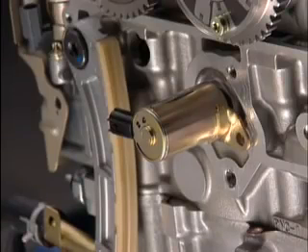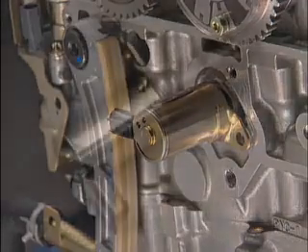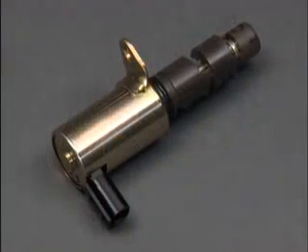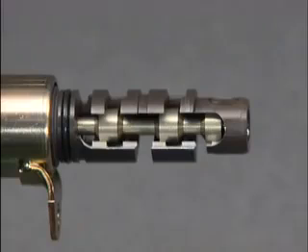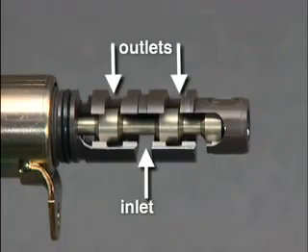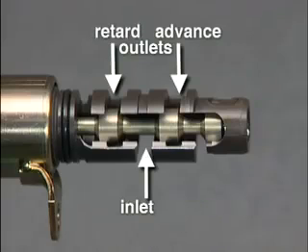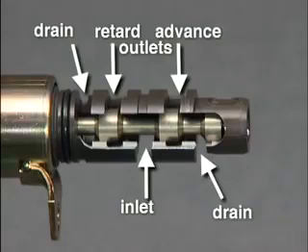The oil control valve, or OCV, consists of a 12-volt solenoid that drives a spool valve within an aluminum body. The oil control valve has a single oil inlet, but two outlets, one to the advance side of the actuator and one to the retard side. The valve also has two built-in oil drain passages.